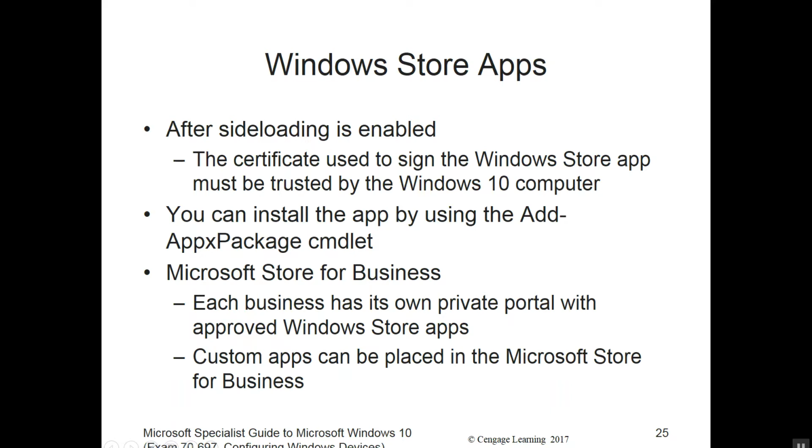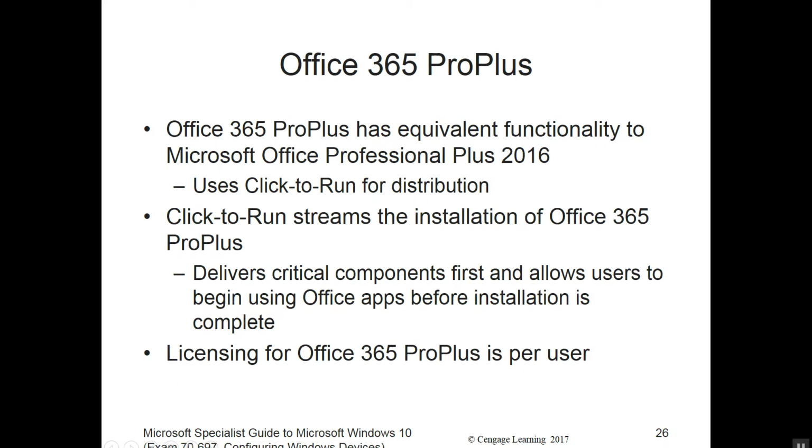There's more in that. We've got Office 365 ProPlus. Office 365 ProPlus has the equivalent functionality to Office Professional Plus 2016. It uses Click-to-Run for distribution. It streams the installation of Office 365 ProPlus, and it's per-user licensing.